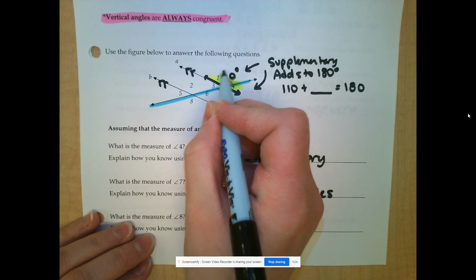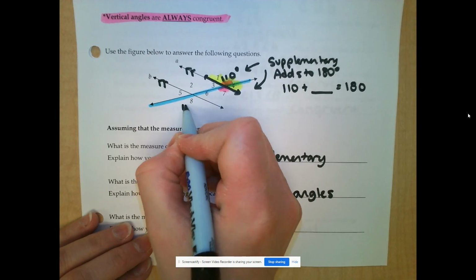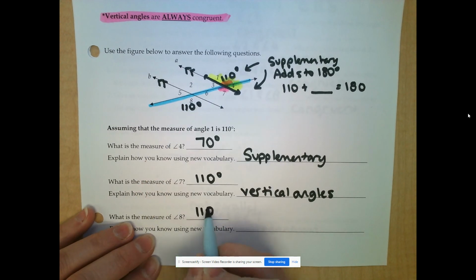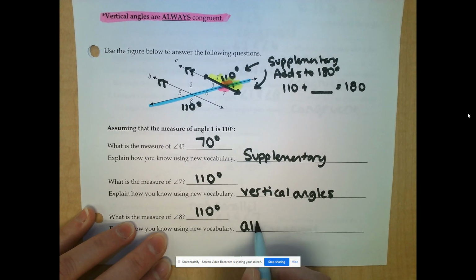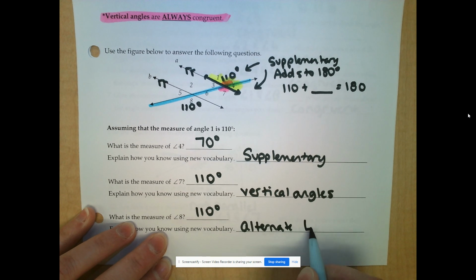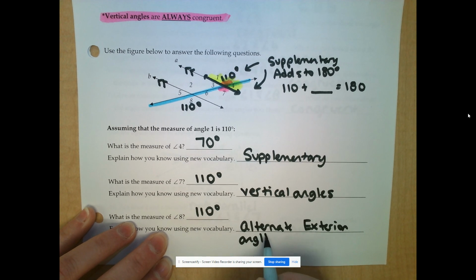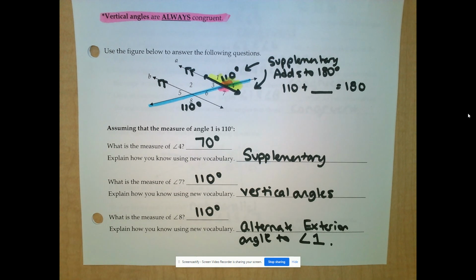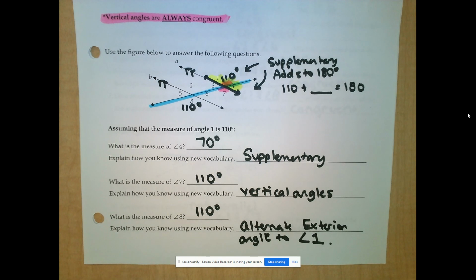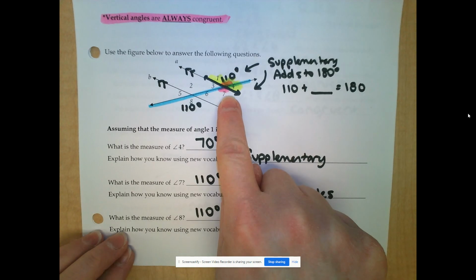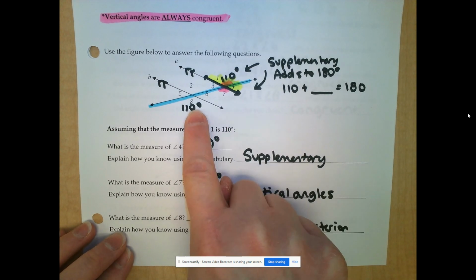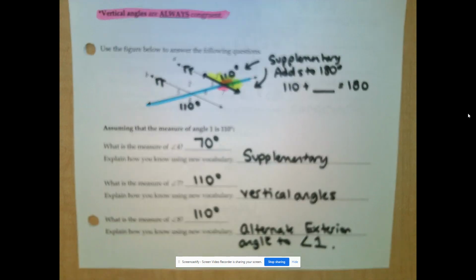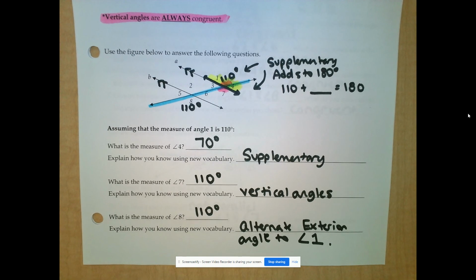If this one's 110, notice how obtuse it is. This one would also be 110 degrees because it is an alternate exterior angle to angle 1. And so that would make them the same measure. Now, there's lots of different ways you could have done this. You also could have said that angle 7 is 110, and it's a corresponding angle to angle 8, making it also 110. So there is more than one way to answer this question. I happen to go with alternate exterior.